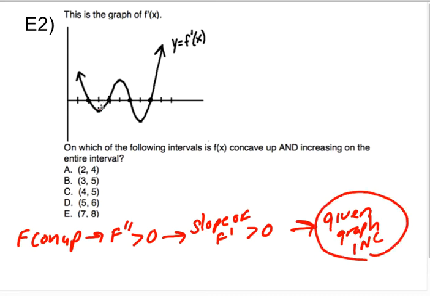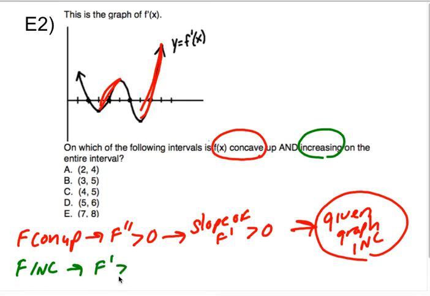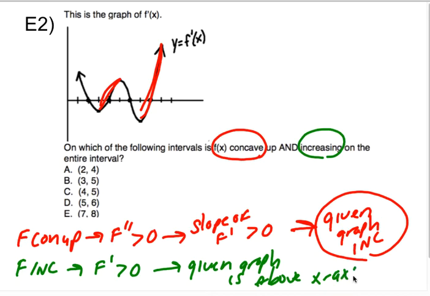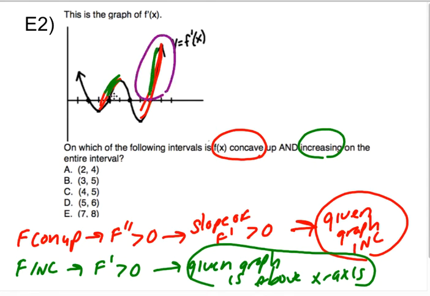So this given graph is increasing here and here. Okay, so that's the first bit. So again, that's f is concave up, right? F is increasing. Well, if f is increasing, that means that f prime is greater than 0, which means that the given graph is above the x-axis, right? Because f prime is the given graph. So we want when the given graph is above the x-axis. Well, that's going to happen here and here. So if we want the windows where both of those things are true, it's this window and it's this window.